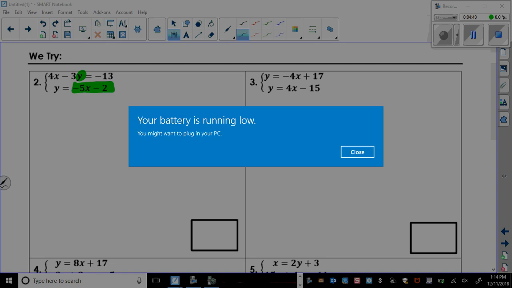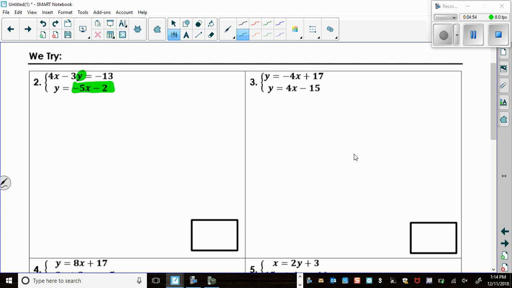So I'm going to write in the first equation, 4x minus 3. Now, instead of writing y, I'm going to use parentheses, and I'm going to replace the y with this expression, because this information is telling me that y equals these two terms.